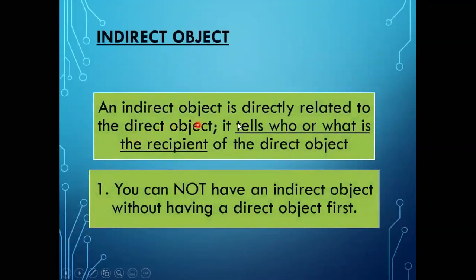It's an indirect object. I want you to be very focused here. आप थोड़ा ध्यान से इसको देखिए. An indirect object is directly related to the direct object. It tells who or what is the recipient of the direct object. Indirect object जो है वो कहीं ना कहीं directly related होता है direct object से. You cannot have an indirect object without having a direct object first. Remember, याद रखिएगा, जब तक डायरेक्ट ऑब्जेक्ट नहीं होगा हम इनडायरेक्ट ऑब्जेक्ट नहीं रख सकते सेंटेंस के अंदर.